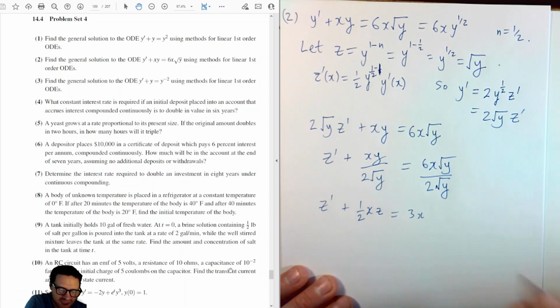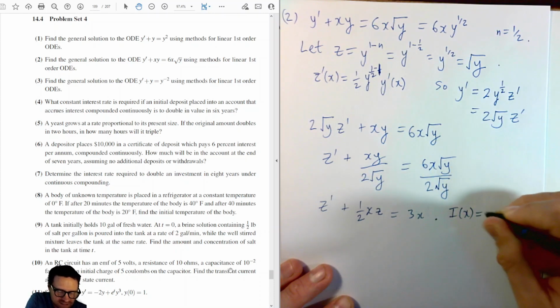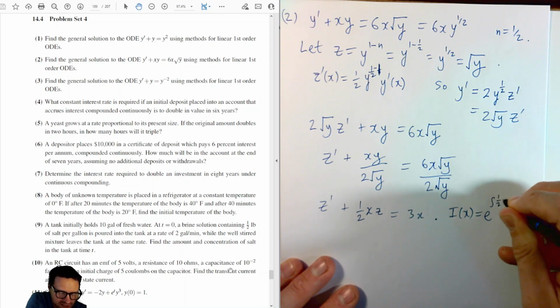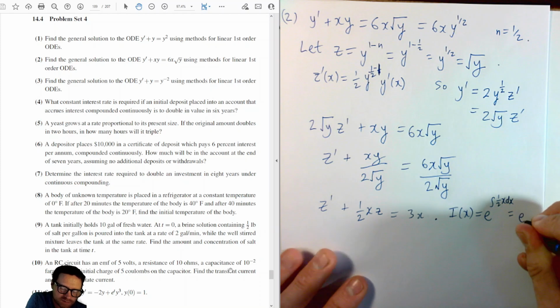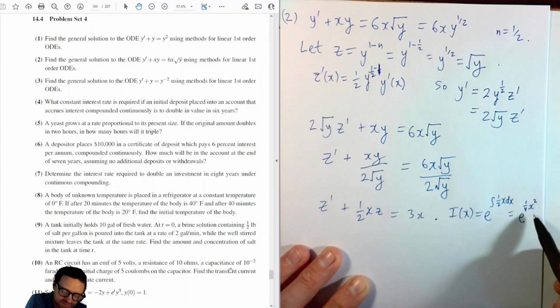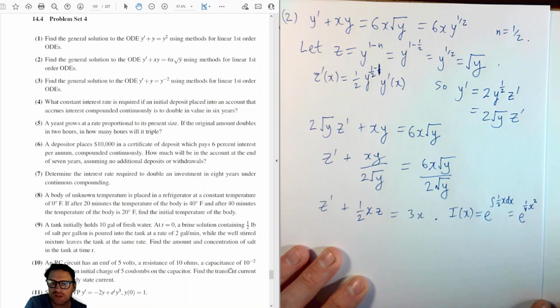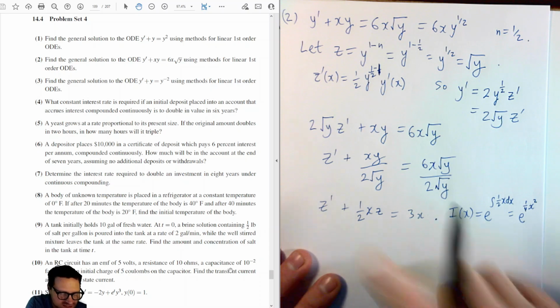So the integrating factor here, I of x is equal to e to the integral of 1/2 x dx. So we have e to the power of x squared on 4. Okay, if you differentiate a quarter x squared, you get 1/2 x. So here is our integrating factor, and we're going to multiply throughout by this.